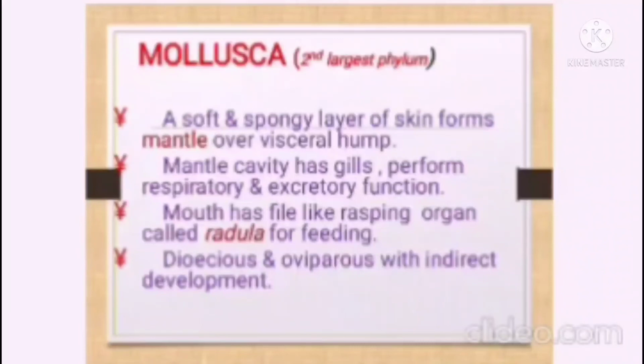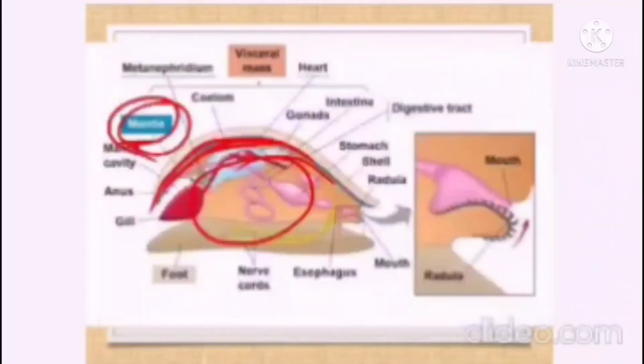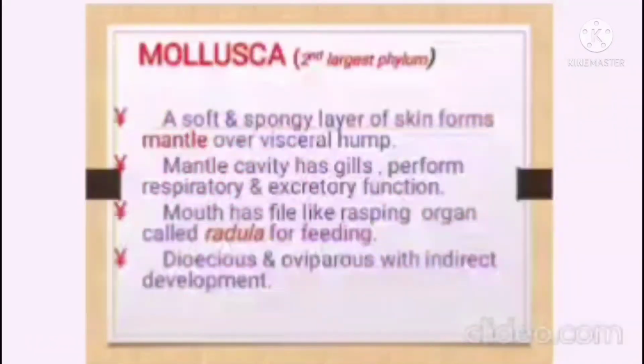So that is the next point. The mantle cavity has gills, which perform respiration and excretion. So in the cavity of this mantle, here in the visceral part, you are having what? Gills. And they are helping in what? They are helping in respiration, okay, and excretion as well.